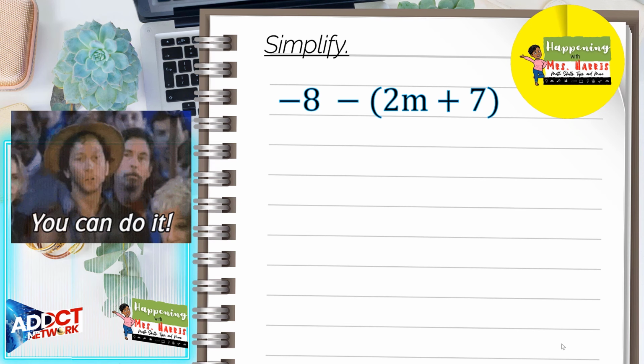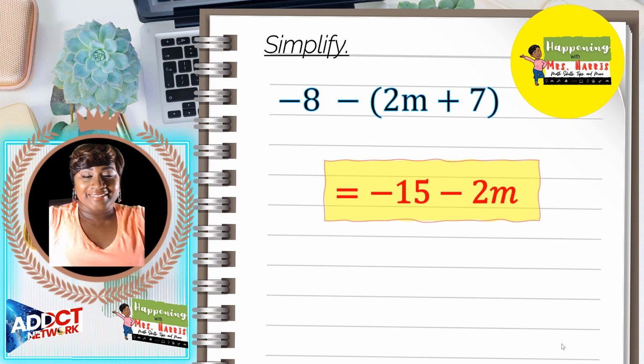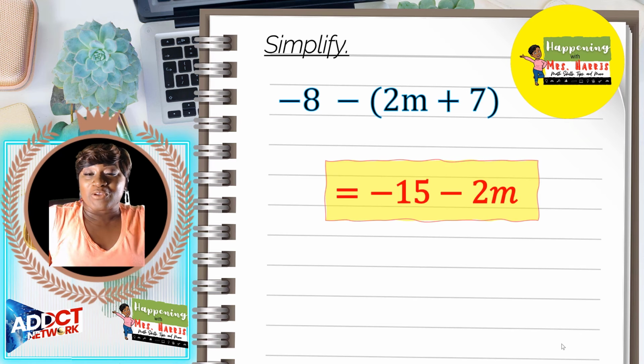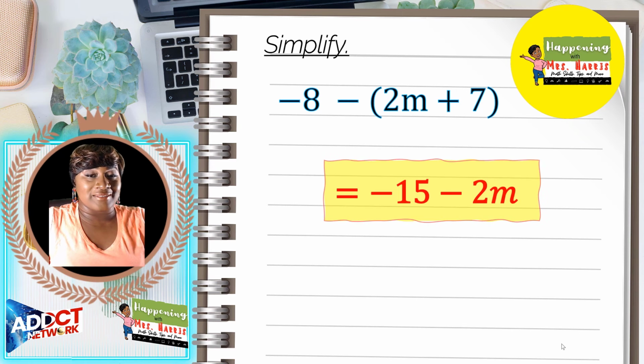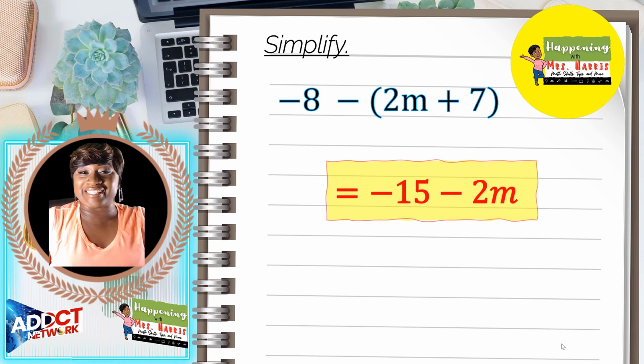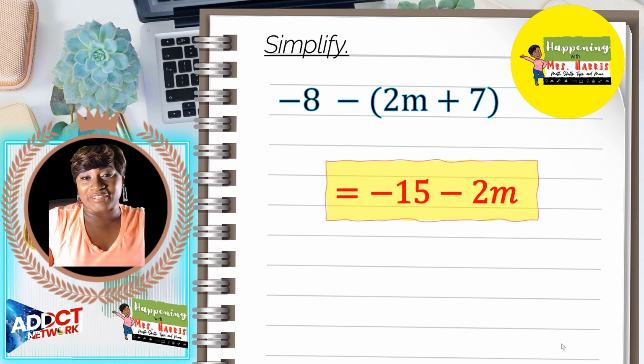Let's check our work. For your solution, you should have gotten -15 minus 2m. How did you do? Magnificent! Let's check our work.